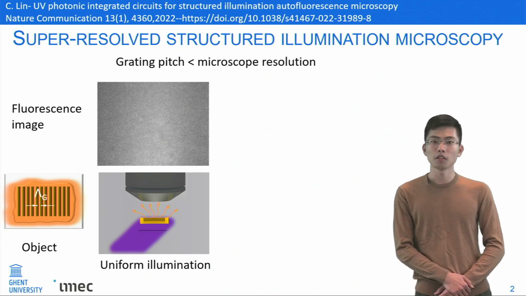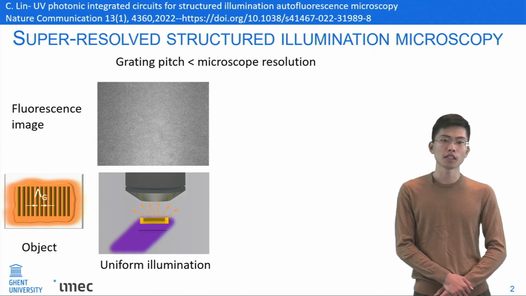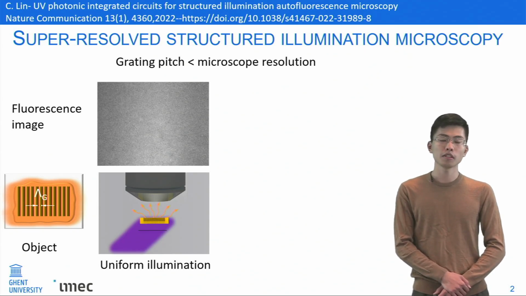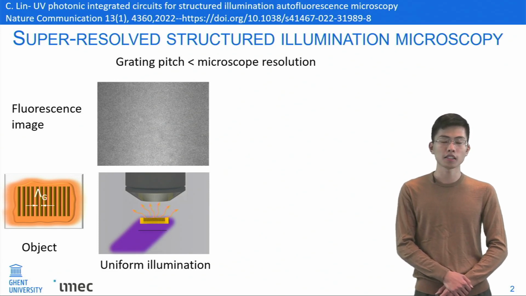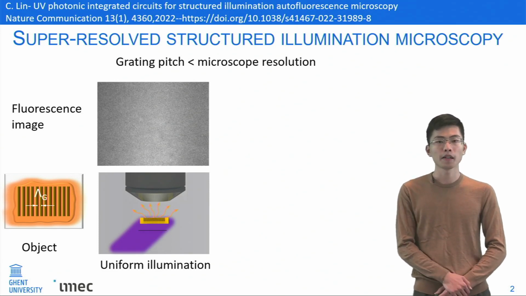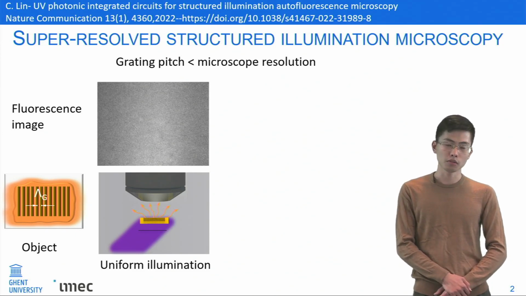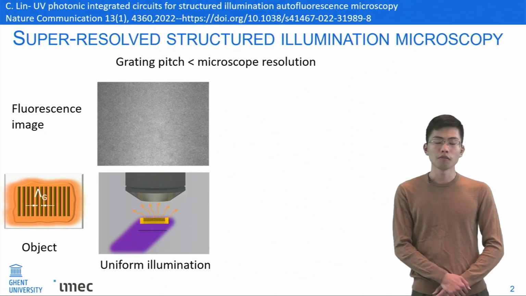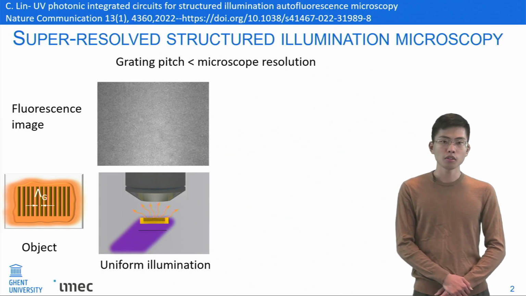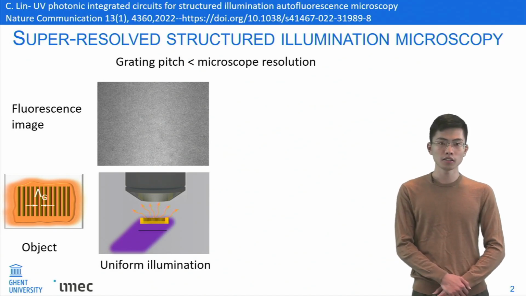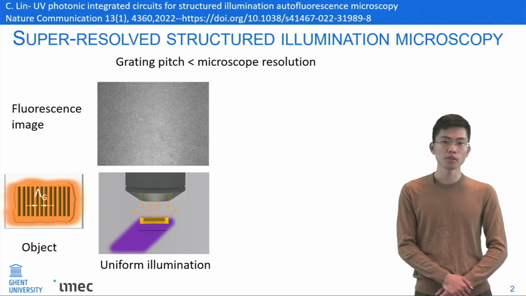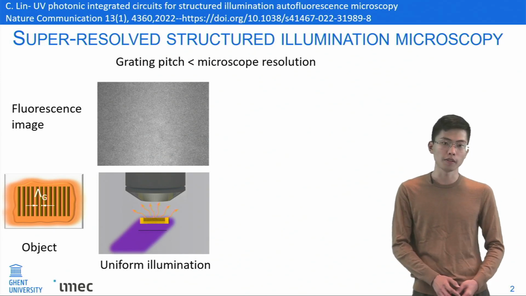Let's say we have an object which is a one-dimensional grating. It is made of metal grating and covered by a layer of fluorescence dye. The dye will emit visible fluorescence under the excitation of UV wavelengths, and the grating pitch is smaller than the resolution of a microscope. Then with conventional uniform illumination, we can only see a constant intensity in the field and no modulations coming from the fluorescence grating.